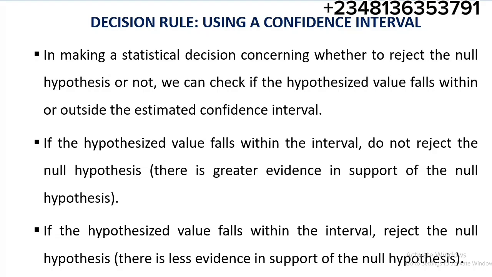And lastly, decision rule using a confidence interval. In making a rational decision concerning whether to reject the null hypothesis or not, we can check if the hypothesized value falls within or outside the estimated confidence interval. If the hypothesized value falls within the interval, do not reject the null hypothesis. That is, there is greater evidence in support of the null hypothesis. If the hypothesized value falls outside the interval, then reject the null hypothesis. In this case, there is less evidence in support of the null hypothesis.